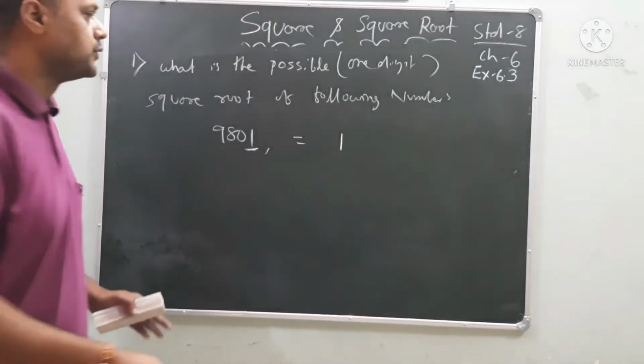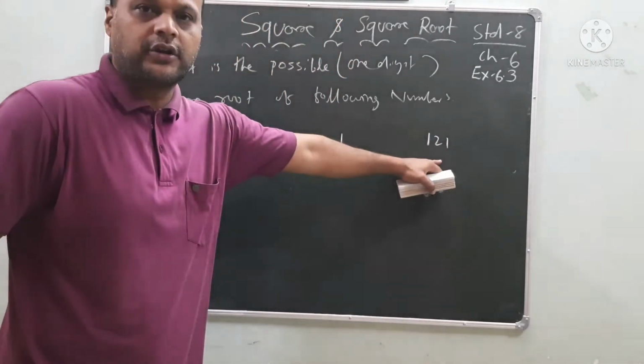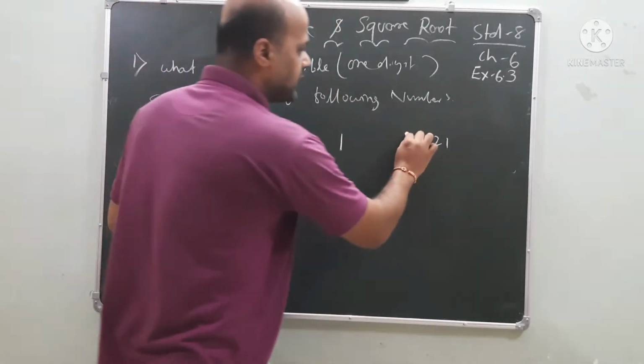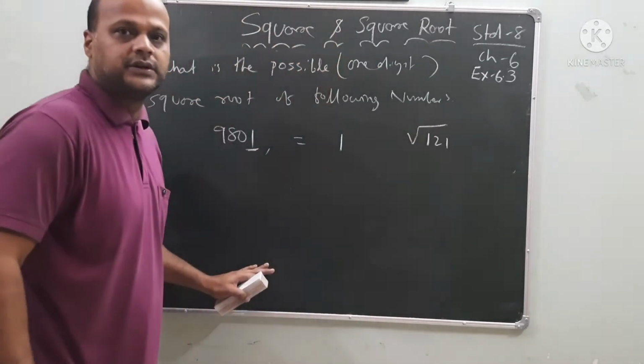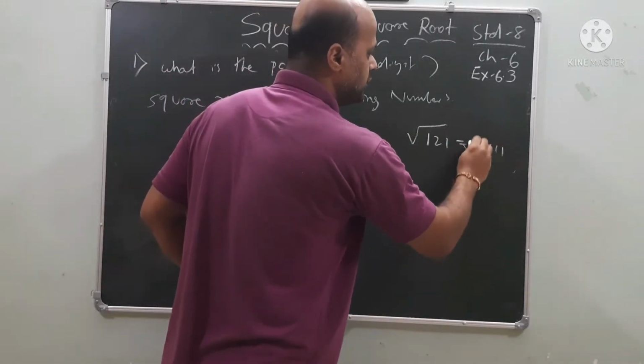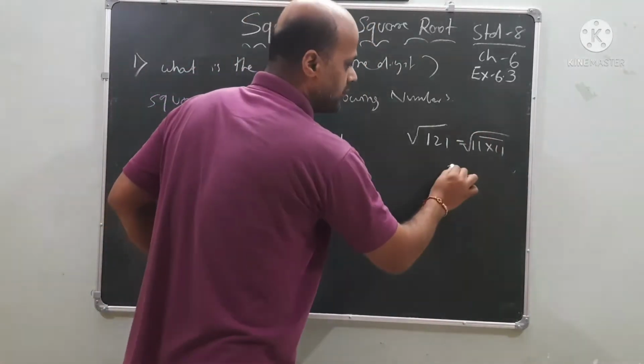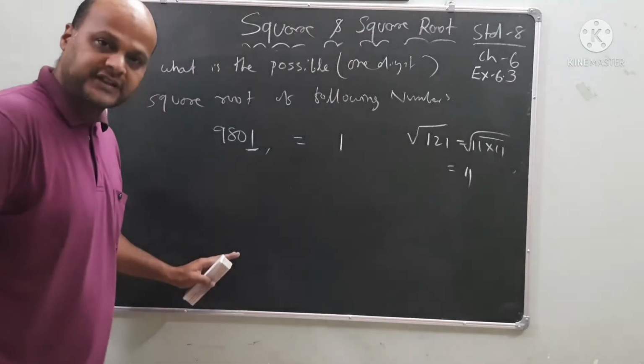Let's take an example. What is that? 121. Is it a perfect square or not? Yes or no? If I take out the square root of this number, how much will it come to? It is 11 into 11, because it is the square of 11. So 11 came here.